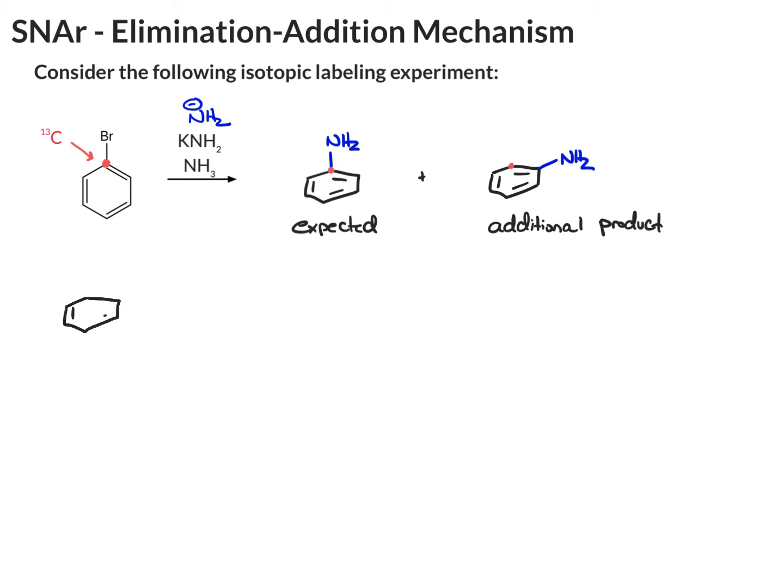We start with our aromatic ring with the Br. And I'll keep my red dot for the isotopic label. And we know that we have a beta hydrogen to the Br. So instead of the NH2 acting as a nucleophile in the first step, it instead acts as a base. So this is an elimination step. It grabs this proton. Those electrons fall down to give you a triple bond, and you lose Br as a leaving group.